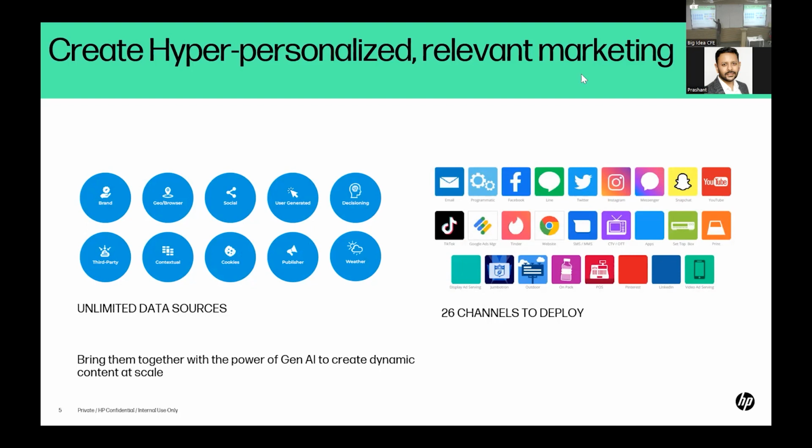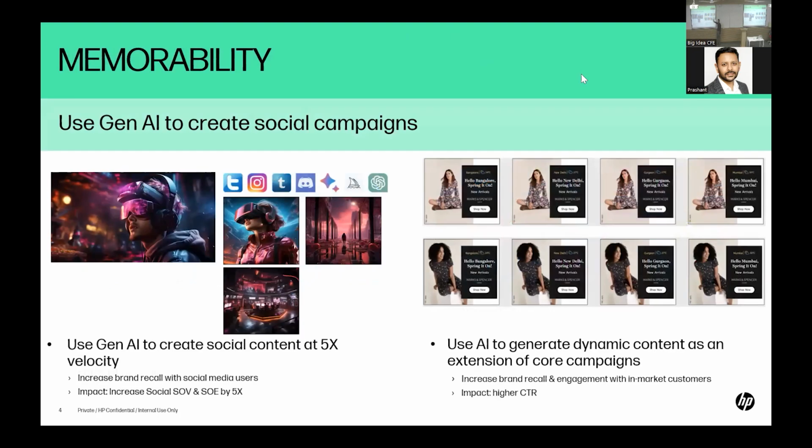Now, what Gen AI, or rather AI, can help you do is bring it together. You can use AI to generate a lot of dynamic content as an extension of a core campaign. Imagine you saw that first Alisha Garima film, where she was saying, here's this PC now with iSafe screen. Now imagine the next ad you saw was, hey Karan, I have this PC available today in Sonepat at 15% off in a store near you. Would you like to buy? So today I can truly do this at a segment of one.